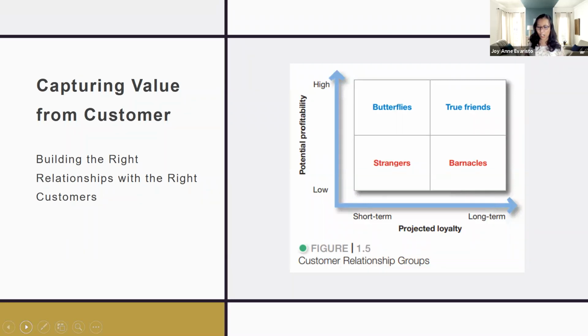Siguro whenever I order, I stay there for 3 to 4 hours only. And then I promote the product. I always post pictures about Coffee Bean and so on. So I think Coffee Bean can count me in as a true friend. Okay?